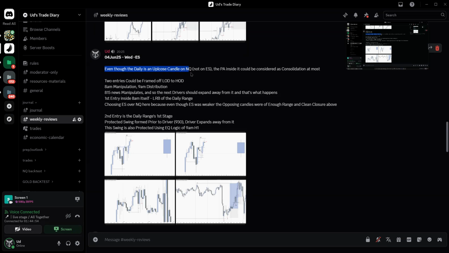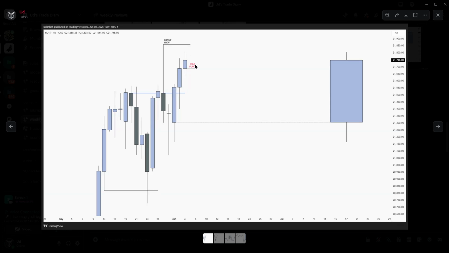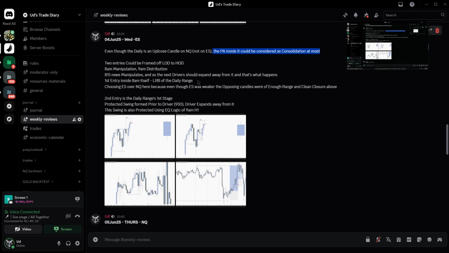Even though the daily is an up close candle on NQ, not on ES. Let me show ES as well. Wednesday's candle is not an up close candle on ES, correct? It is a rather bearish reversal candle. On NQ, it is an up close candle, correct? So that is what I wrote. Even though the daily is an up close candle on NQ, not on ES, the PA inside it could be considered consolidation at best or at most, whatever, correct?